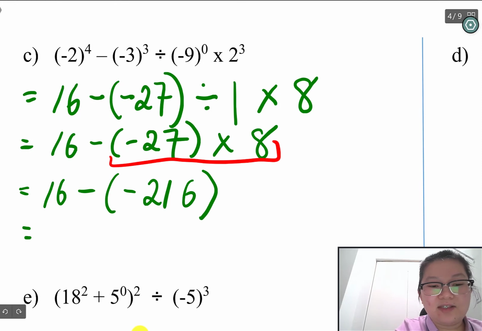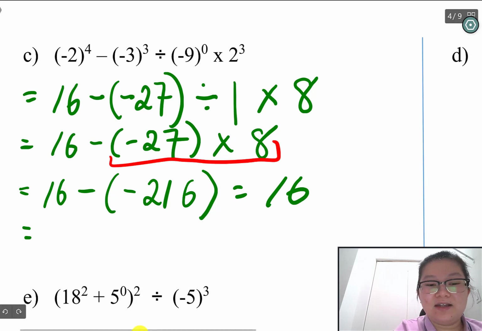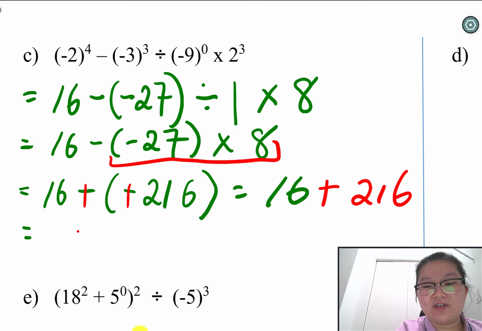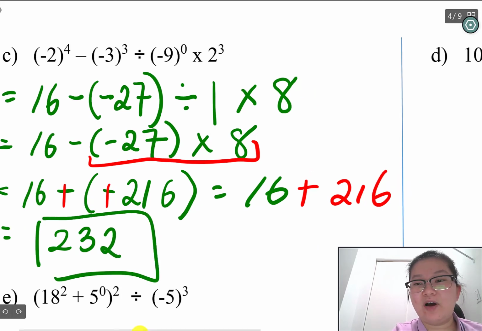So now I have 16 minus negative 216. This is effectively 16, and I have two negatives. That makes it positive, plus 216. And adding these two together, I'm going to get 232. Okay, that's our first example. Yay, and it's negative and it's positive.